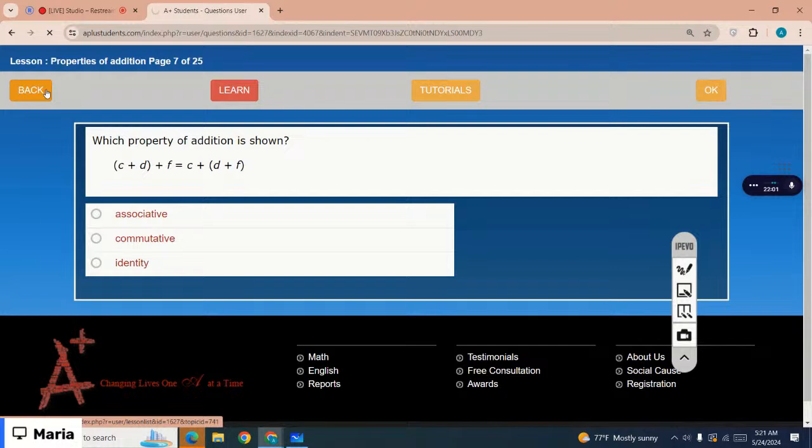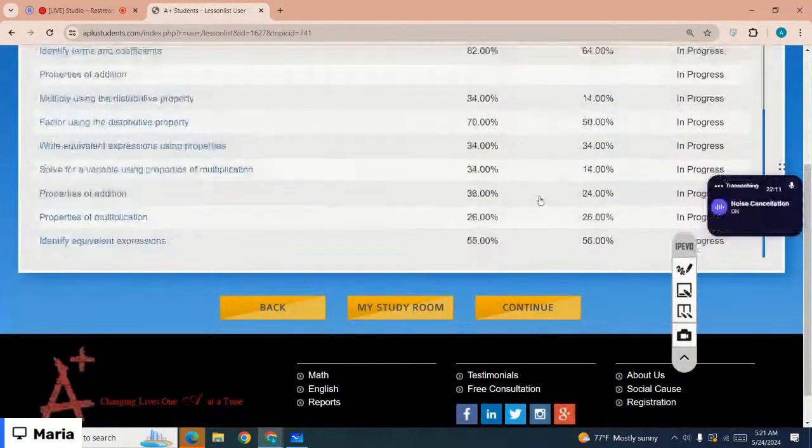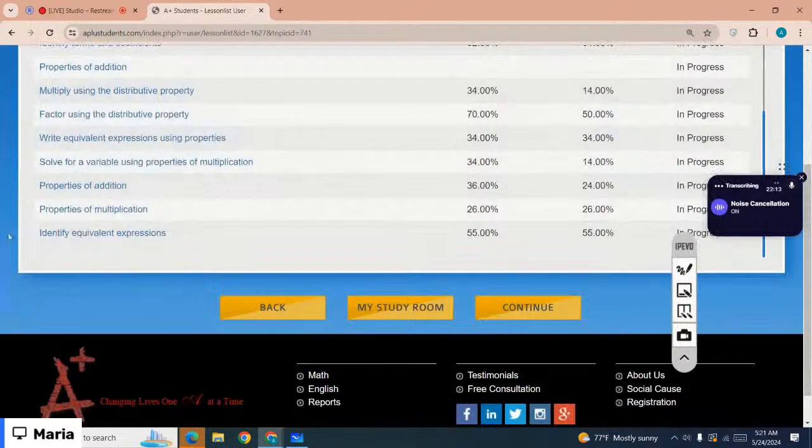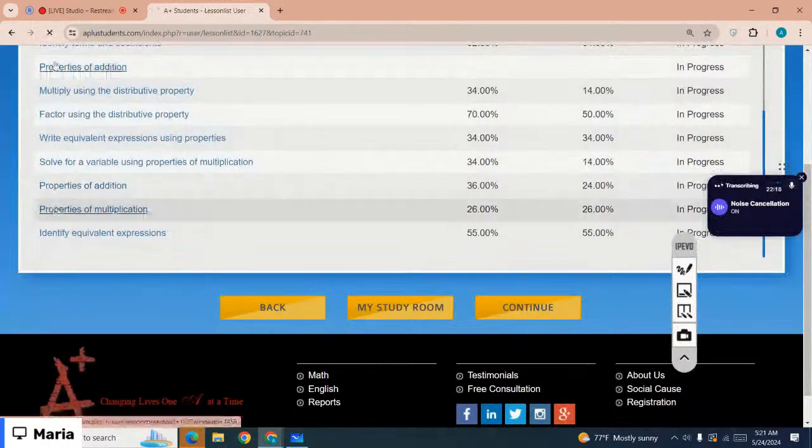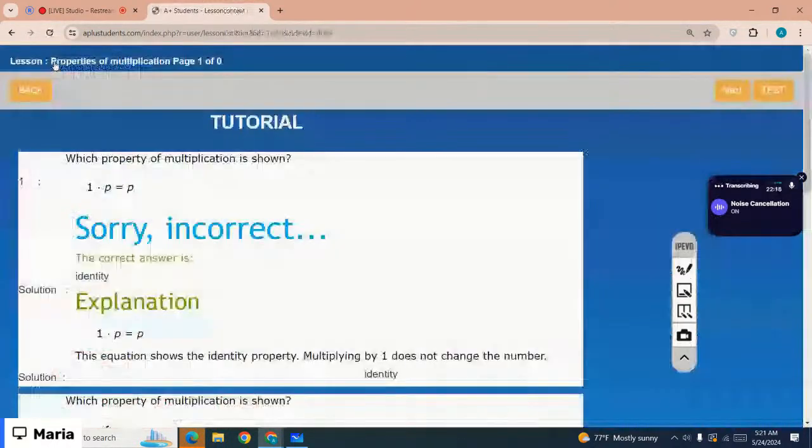Let me just move on to the next lesson, and the next lesson is properties of multiplication. Like we have the properties of addition, the same way we have the properties of multiplication, right? Let's just start with the test questions.